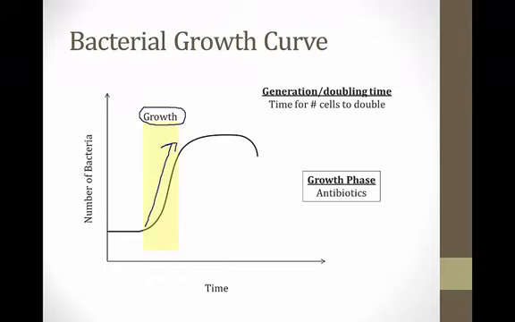And we can actually define an important term from the growth phase called the generation time or the doubling time, and this is the time it takes for the number of cells in the culture to double. And it's different for different bacteria. Some bacteria double more quickly, some take longer to double.